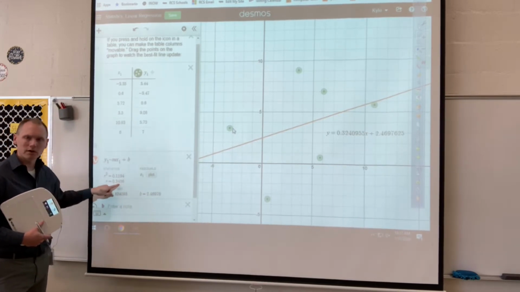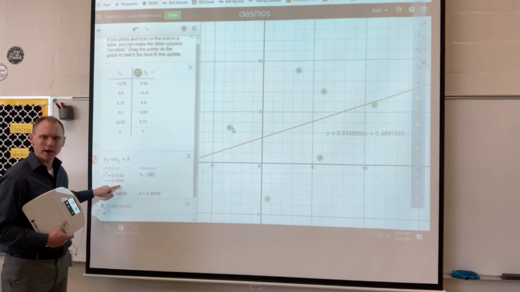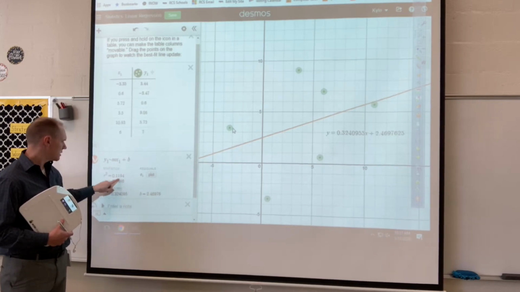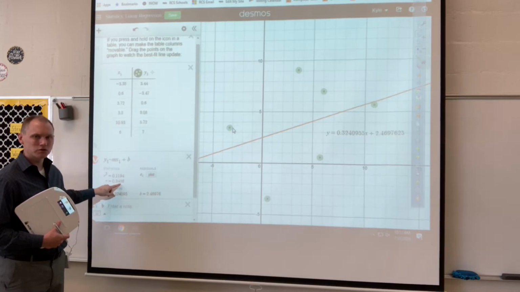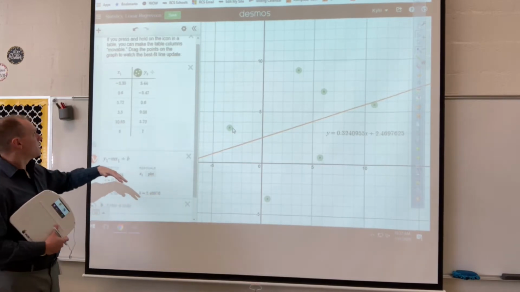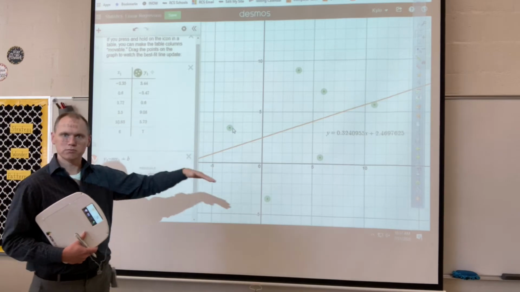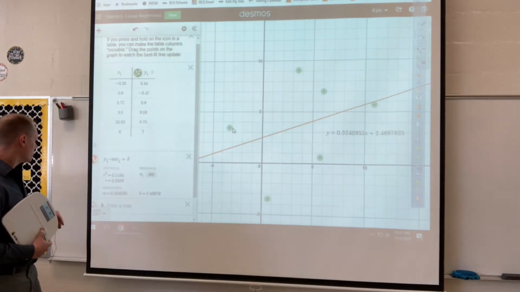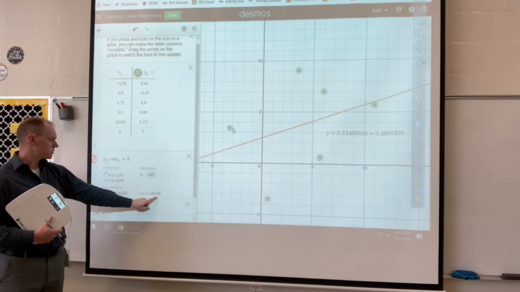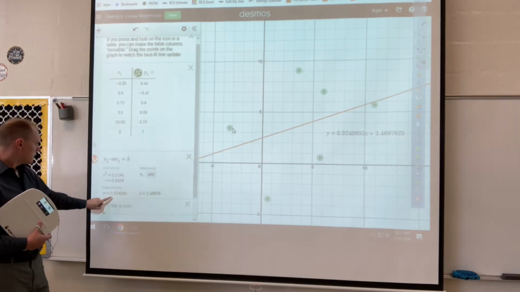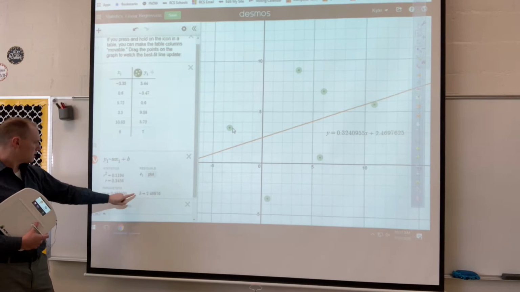R, you talked about correlation coefficient back in Integrated Math 1. That's what that means right here. So this is a very weak correlation between our two variables. I haven't given you any context in this case, but just between the two variables that we're looking at here, x and y. And then below that are your parameters. So notice that it says m equals this and b equals that.